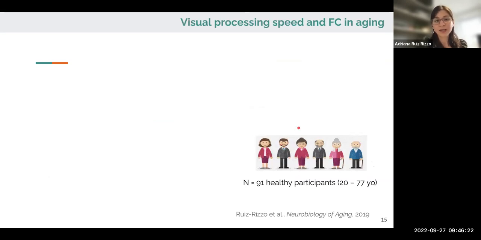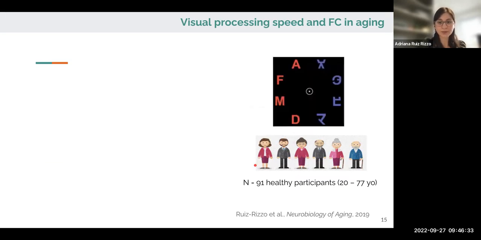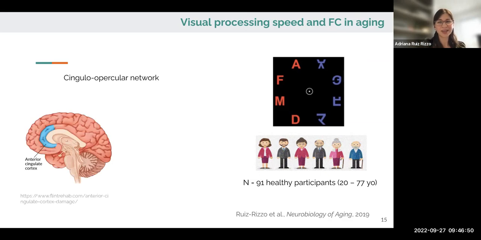In this particular study to find brain correlates of visual processing speed in aging, we assessed 91 healthy participants between 20 and 77 years old. They were assessed with the whole report task, similar to the video I showed you earlier. And we focused on the cingulo-opercular network as a potential brain correlate of visual processing speed in aging.